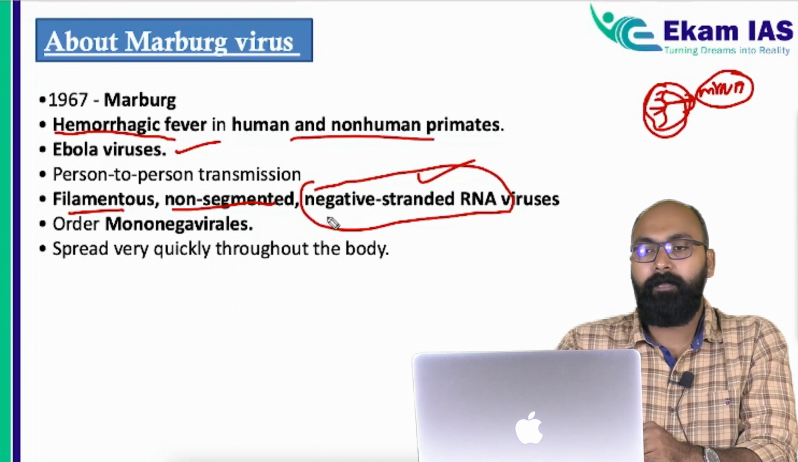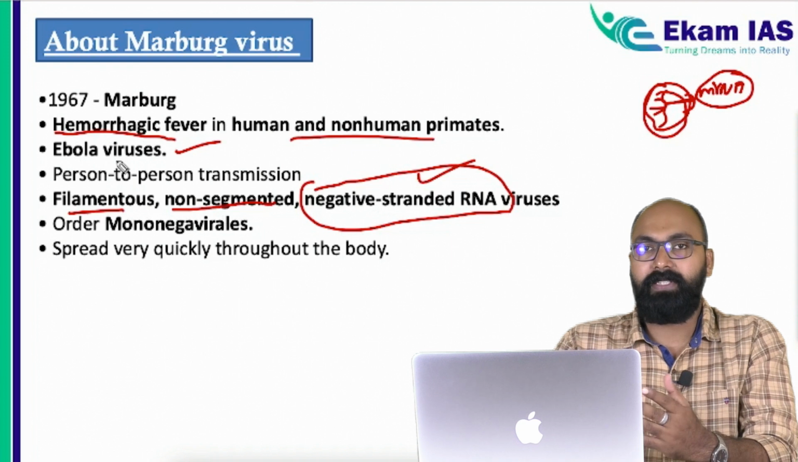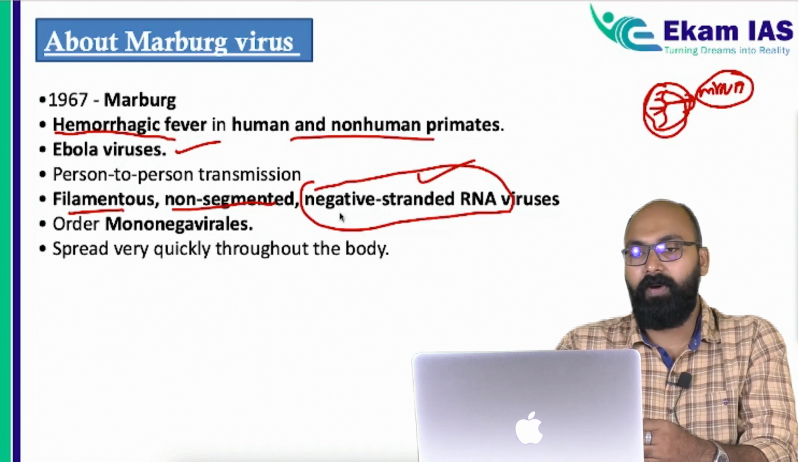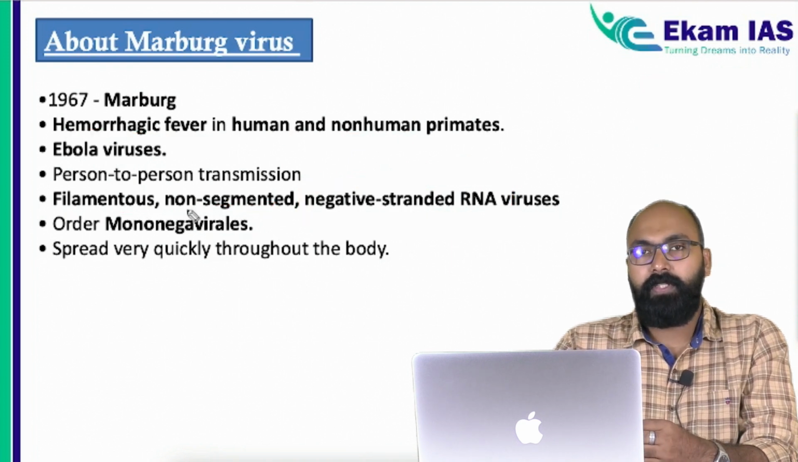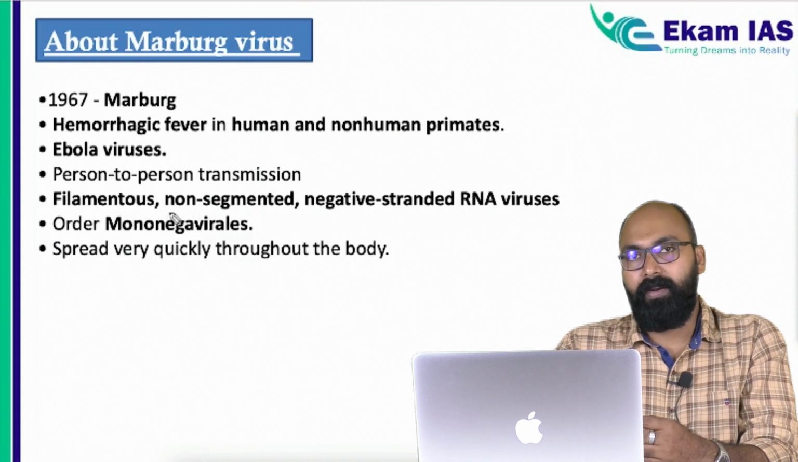In such a grouping, the negative stranded RNA comes in. The Ebola and influenza viruses, etc. have the same kind of RNA. Keep that in mind. This virus belongs to Mononegavirales, an order under which the Marburg virus is classified.